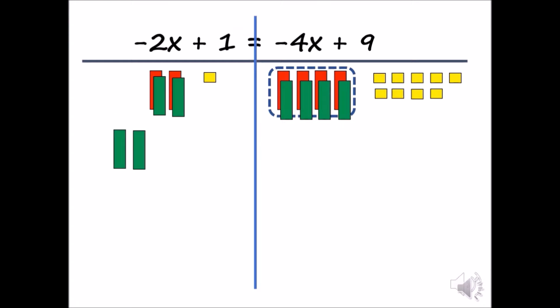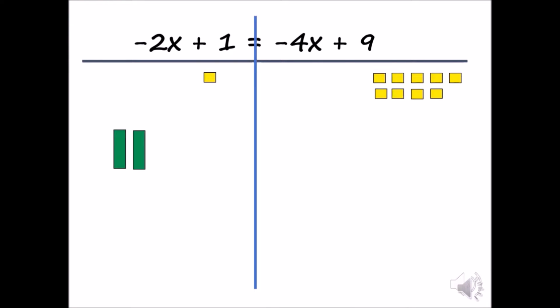On the left side, we can see that we have two complete pairs to make a zero, and they will cancel each other out. On the right side, we have four complete zero pairs. All four of them will cancel each other out.